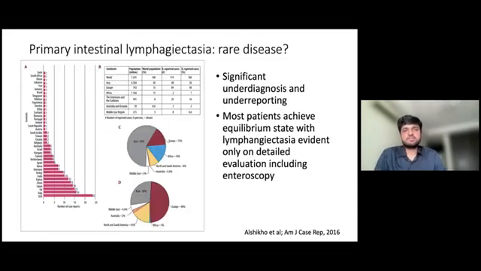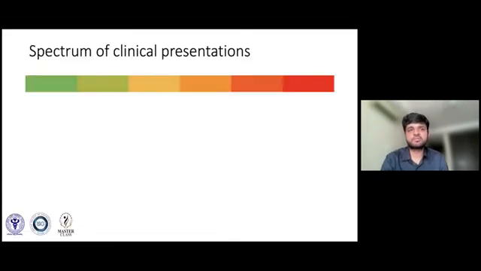So it is usually believed to be a rare disease. Primary intestinal lymphangiectasia has less than 200 cases reported up till 2016. A lot of these cases came from USA and Europe. However, it is important to understand here that these essentially represent cases which were evaluated once the clinical symptoms have started. And most patients achieve an equilibrium state with lymphangiectasia evident only on detailed evaluation, including enteroscopy.